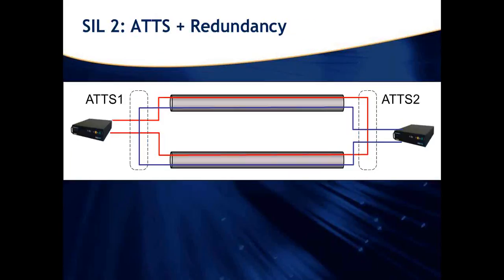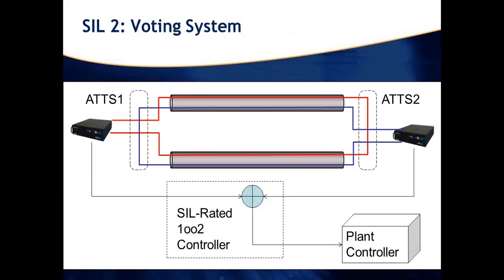Of course, it's also possible to combine the active approach of the ATTS and the redundancy approach to increase even further the availability and the reliability of the system. So in this case, we have two fully redundant systems, each one with its cable and ATTS device. And these two systems can then be combined by a SIL-rated voting system, for example 1 out of 2, so that will increase even further the reliability.